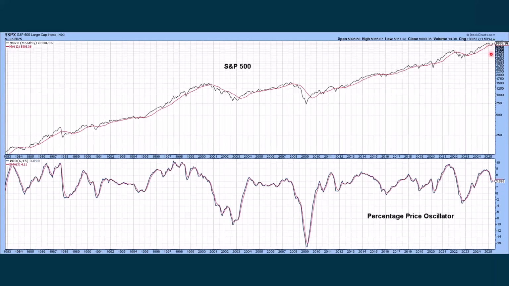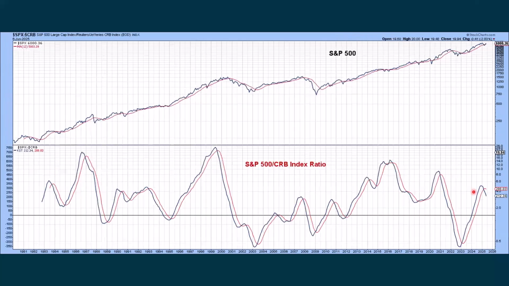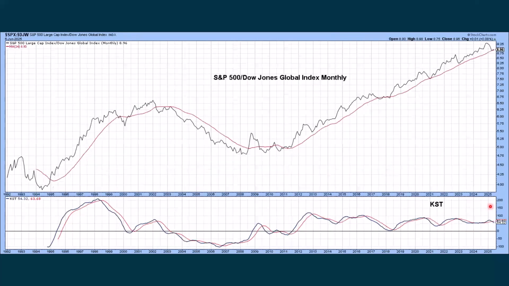Then the S&P with the PPO, it's trying to turn back up here, and it's above its moving average again, so it's improving, but it hasn't switched over to positive, at least yet. And then we look at the ratio between stocks and commodities longer term. This ratio still continues to go down. And we look at another ratio of stocks to the global stocks, where we're still hanging on to this 24-month moving average here, but the KST is continuing to go down.